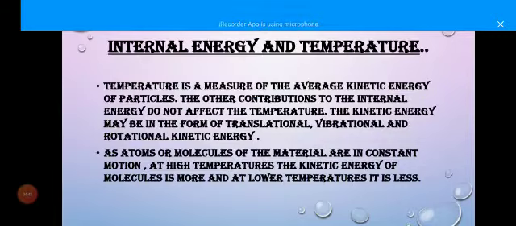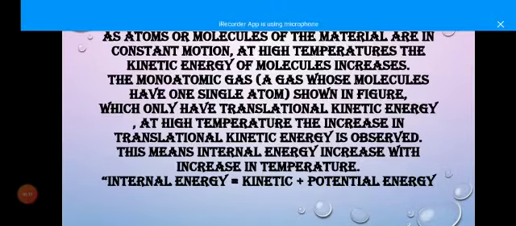Internal energy and temperature. Temperature is a measure of the average kinetic energy of particles. The other contributions to the internal energy do not affect the temperature. The kinetic energy may be in the form of translational, vibrational and rotational kinetic energy. As the atoms or molecules of the material are in constant motion, at high temperature the kinetic energy of molecules is more and at lower temperature it is less.